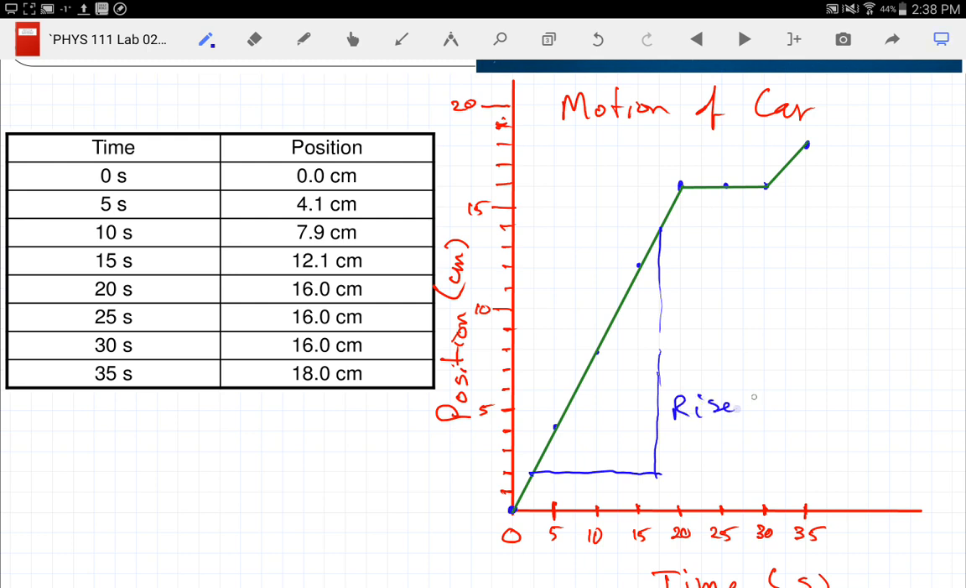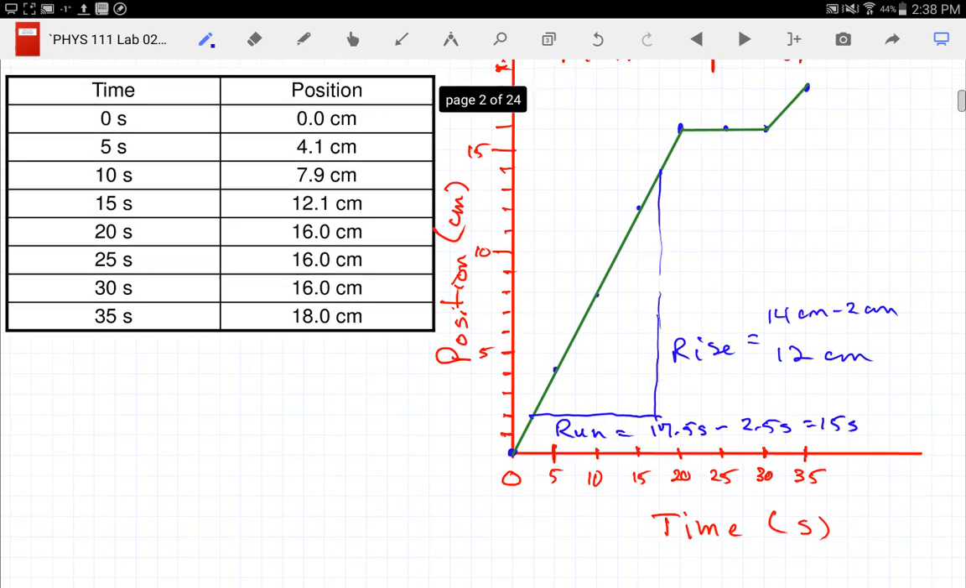So my rise here is going from 2 to 14. So 14 centimeters minus 2 centimeters, that's my rise, which, of course, is 12 centimeters. And my run is 17.5 seconds minus 2.5 seconds equals 15 seconds. So now if I take this and I find the slope, what is the slope of that line?